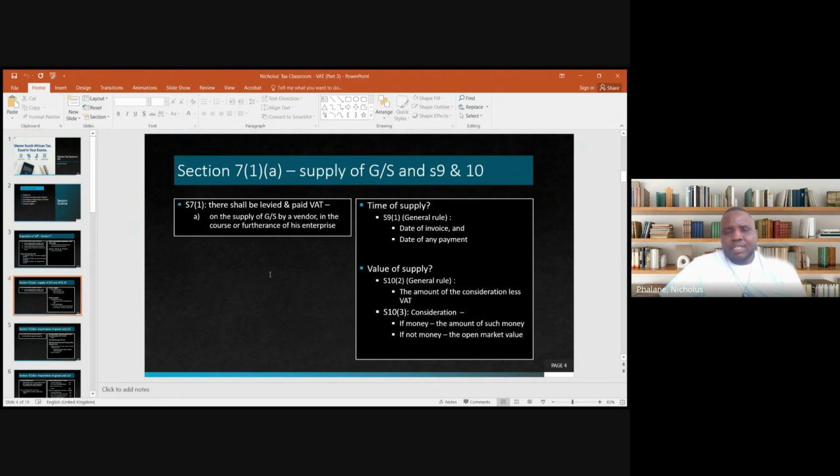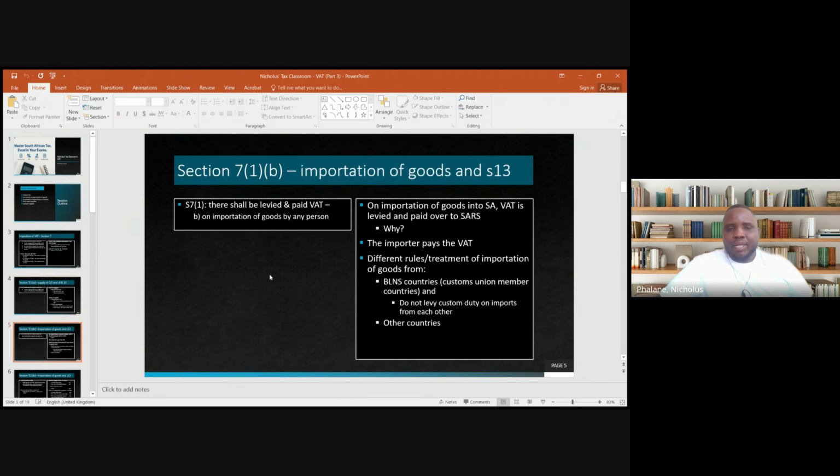Then subsection 3 says consideration is, if we are looking at money, then the amount of such money. But if we are looking at maybe an asset, right? Someone is paying using something other than money, but it has a monetary value. Then obviously you look at the market value of whatever is used as a form of payment, right?